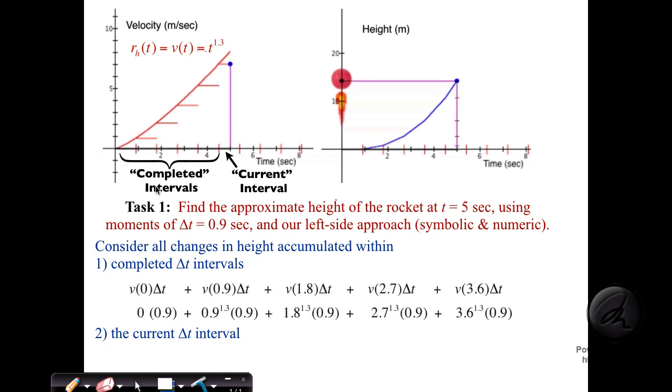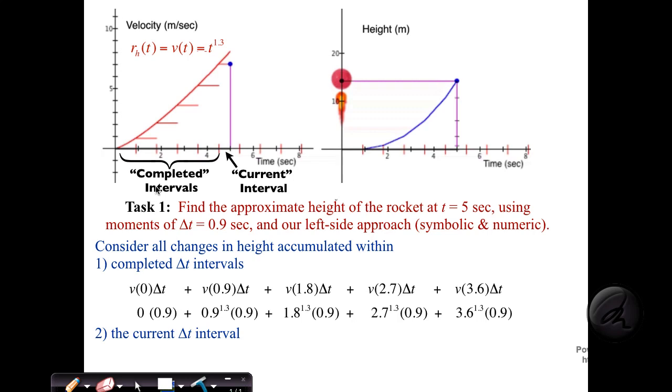So symbolically speaking, in the complete intervals, and I just wrote out the pseudo-numeric versions of these, our velocity times delta t each time. So v of 0 times delta t, v of 0.9 times delta t, v of 1.8 times delta t, and so forth and so forth. So it's this repetitive pattern, same sort of thing, over and over and over again. There's probably a shorter way to write this.